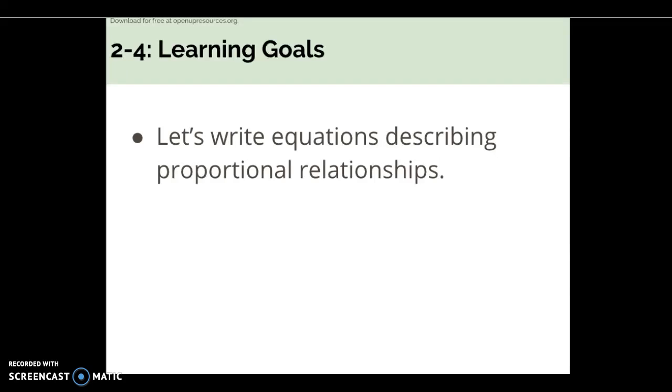Hello scholars. Today we will be learning about how to write equations to describe proportional relationships.